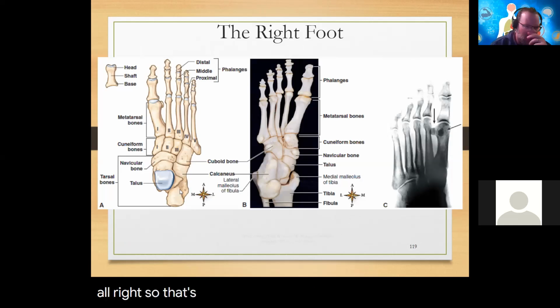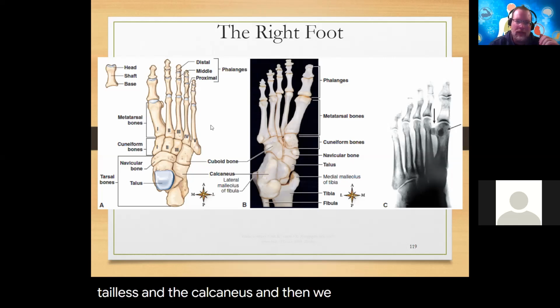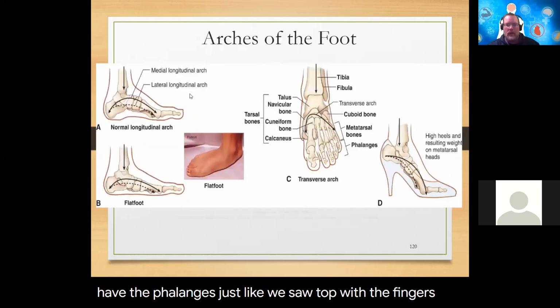All right, so that's it. The navicular, cuboid, and cuneiforms, you don't necessarily need to know those. Know again, you have 7 tarsals in each ankle, so you have 14 total. You need to know 2 specifics, the talus and the calcaneus. And then we have the metatarsals making up the foot, 5 in each foot. And then finally we have the phalanges, just like we saw up top with the fingers.